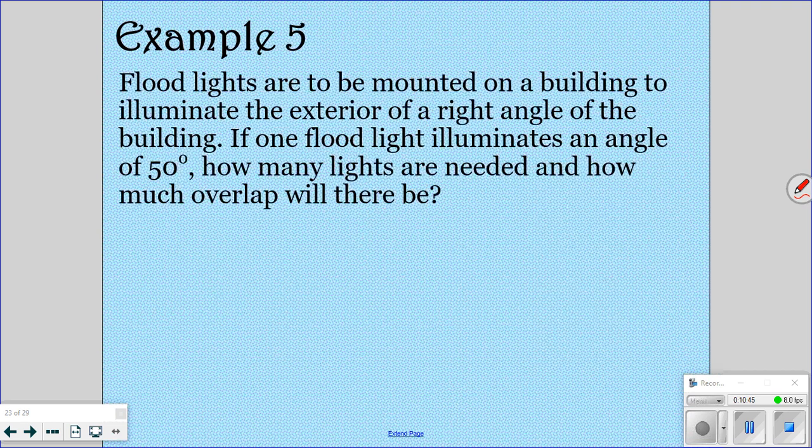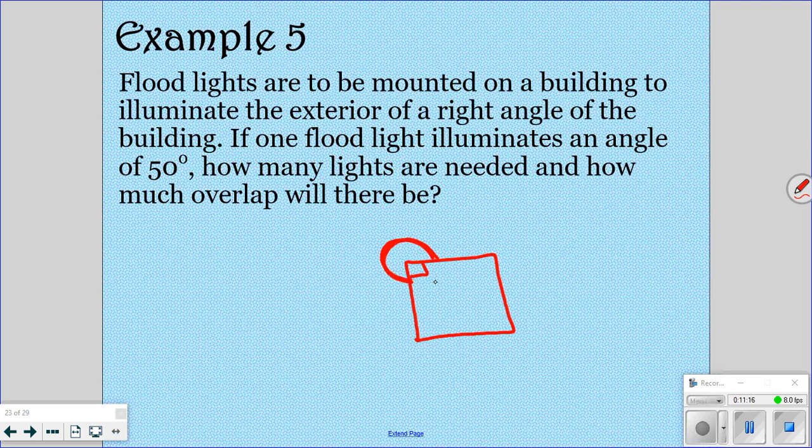Looking at one more example, we have floodlights that are going to be mounted on a building to illuminate the exterior of a right angle. And one floodlight illuminates an angle of 50 degrees. How many floodlights are needed and how much overlap will there be? So we have a building here, and it tells us we have a right angle, and we want to illuminate this part out here.